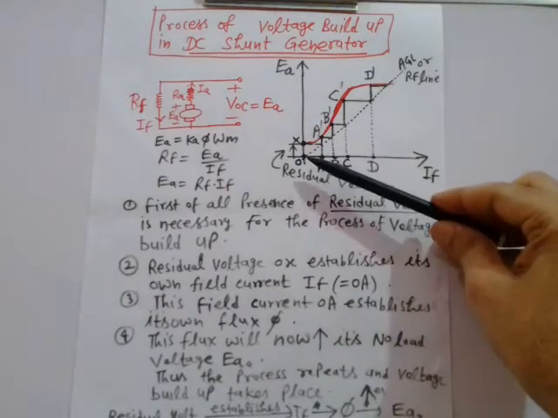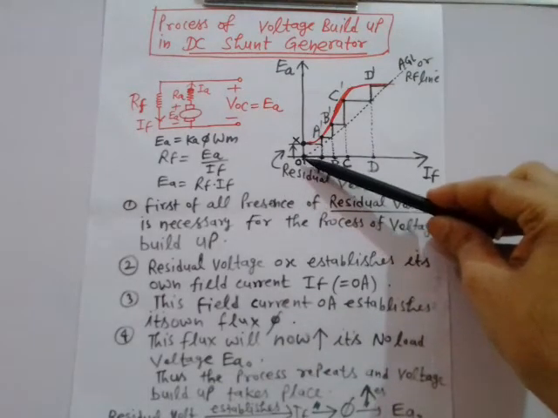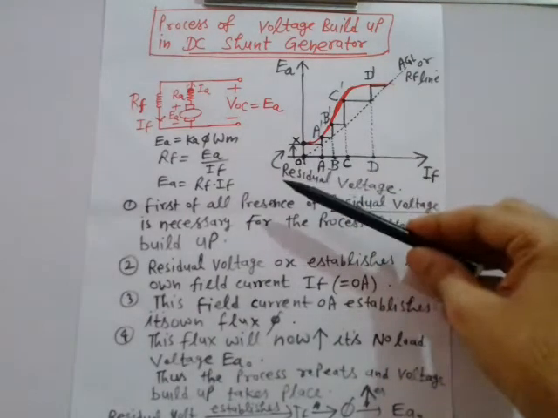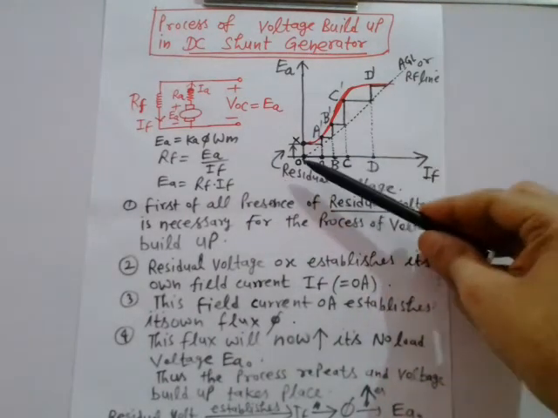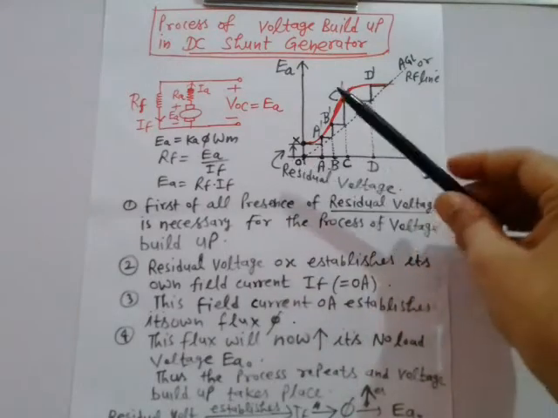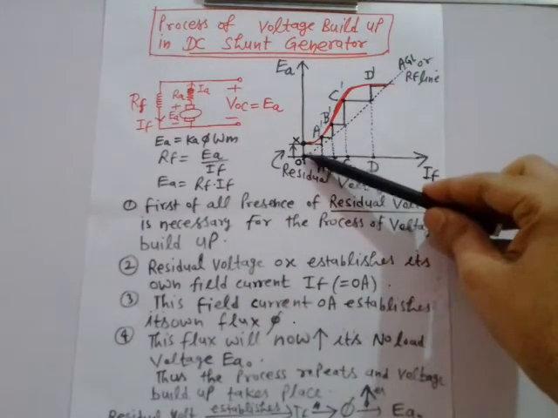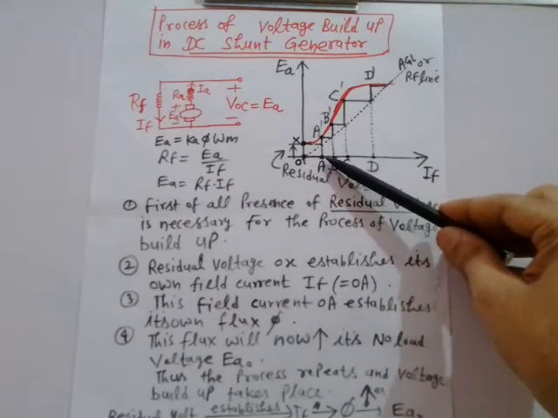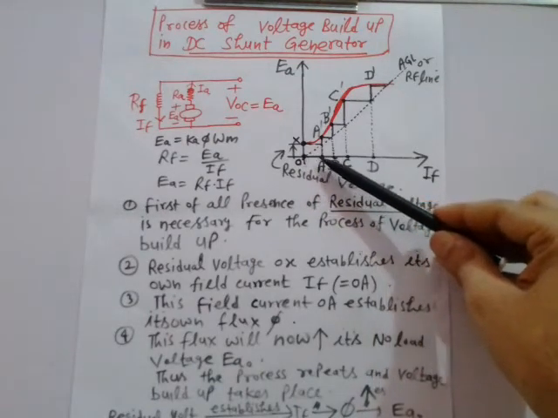So it takes place due to the presence of residual voltage. Residual voltage is necessary for the process of voltage build-up. If it is not there, then definitely voltage build-up is not at all possible. Why? Because initially this residual voltage allows some field current to flow in the field winding, that is equal to OA.